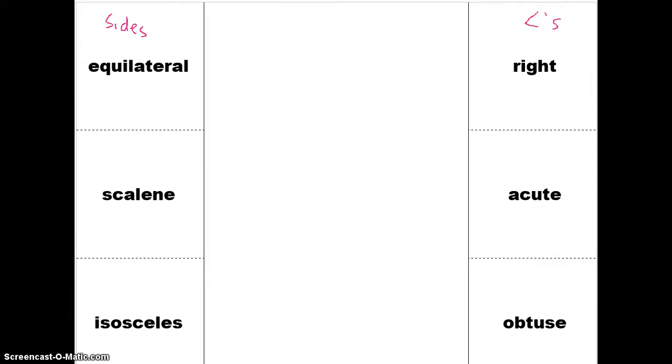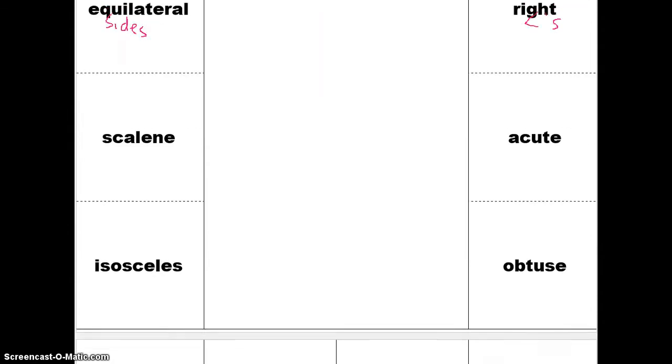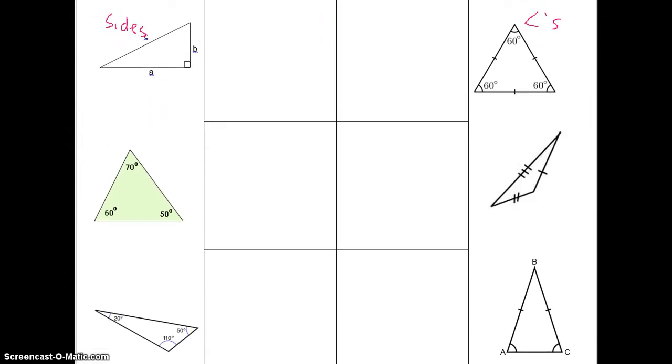Okay, so this is the basics of triangles. And triangles can be classified in two ways. I can classify them by their sides, and those are equilateral, scalene, or isosceles. Or I can classify them by their angles, which is right, acute, and obtuse. Okay, so this is the back side of the foldable. If you will fold it up, and then we're going to look on the inside. And on the inside, when I do that, I will see it will look like this.